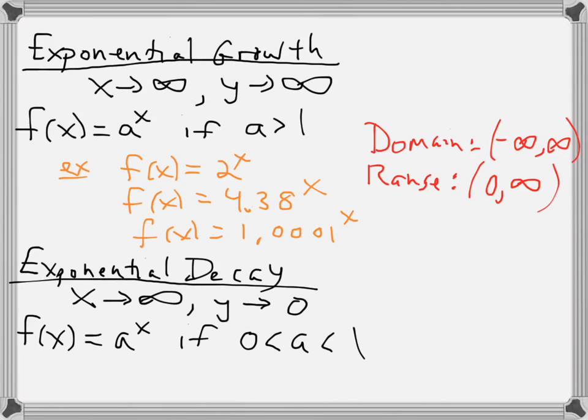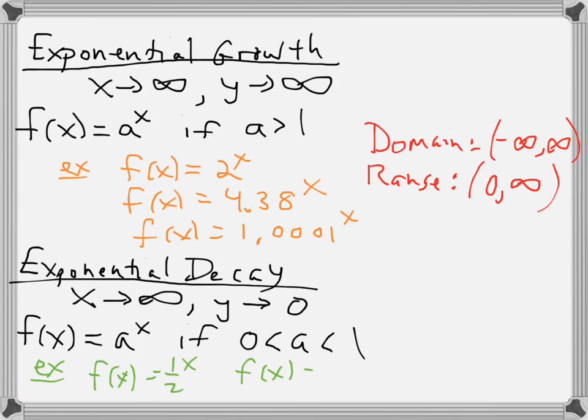And this happens, again, if the base now is somewhere between 0 and 1. Like we had our 1/2 function. 1/2 is between 0 and 1. In that case, for every 1 unit of x, y went down by a factor of 1/2. So some examples of this might be something like what we just had, 1/2 to the x power.